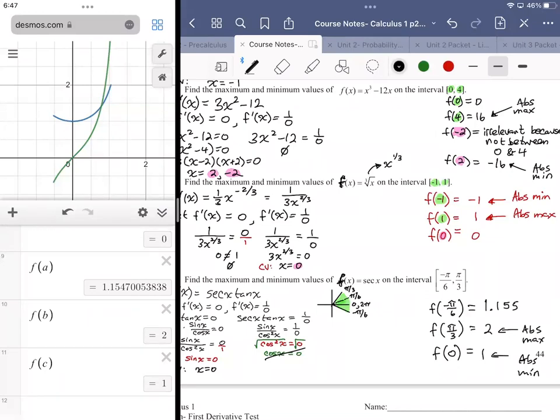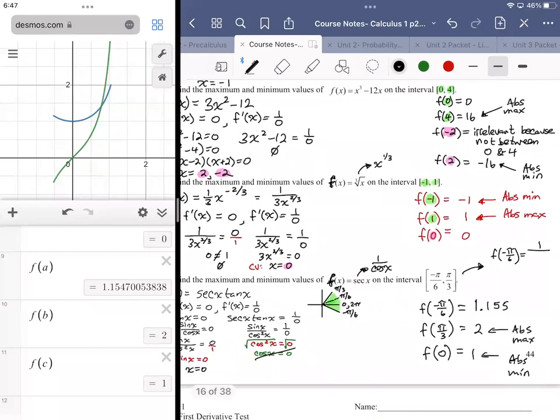Now, in case you're wondering, if you did want to figure out f of negative pi over 6 by hand, the way you would tackle that: secant, as we said, is the same as 1 over cosine. So this would be 1 over cosine of negative pi over 6. Negative pi over 6 is the same as 11 pi over 6. So 1 over cosine of 11 pi over 6.